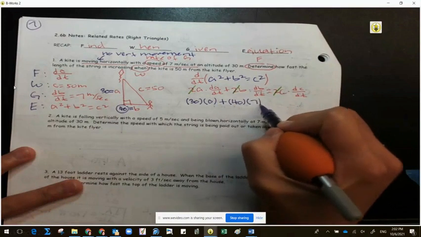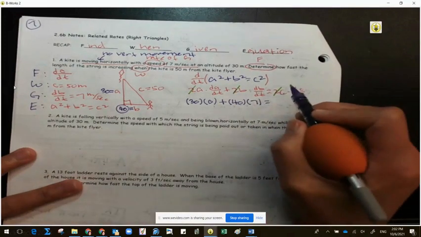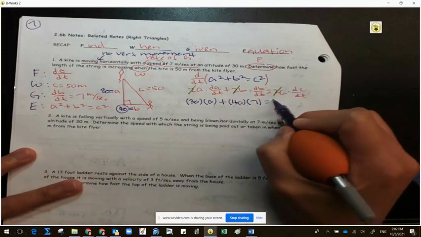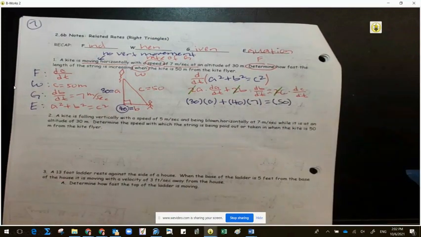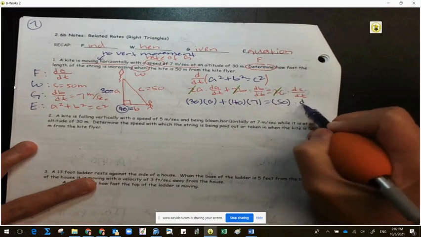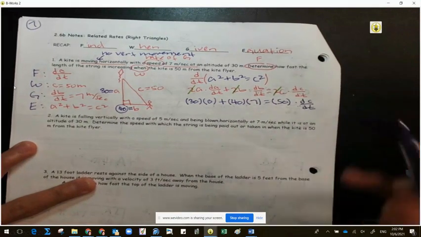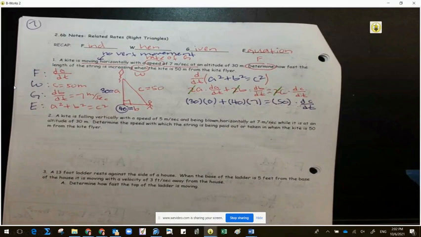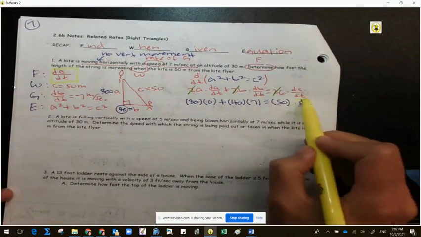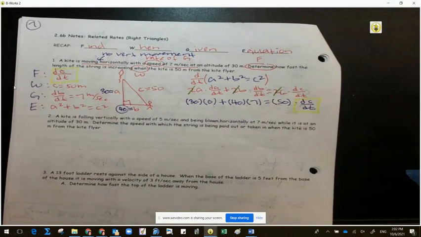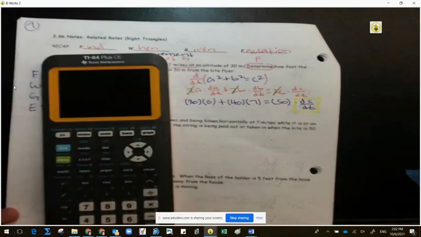7. Then I have my C is going to be what number? 50. And then we have dC over dt is what we're looking for. So let's make sure all the variables are plugged in except what we are looking for. We are finding the speed of the string. So are we okay with that? Yes? All right.